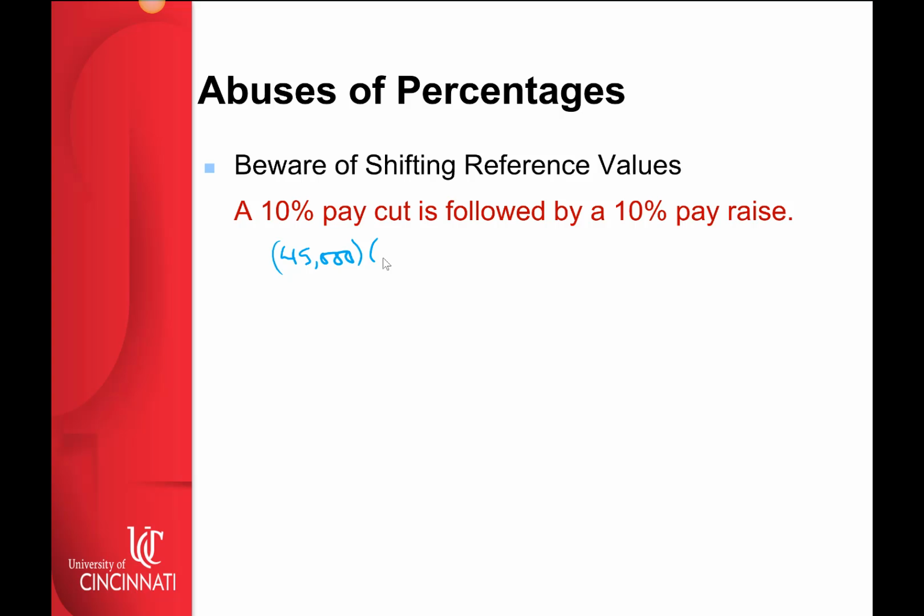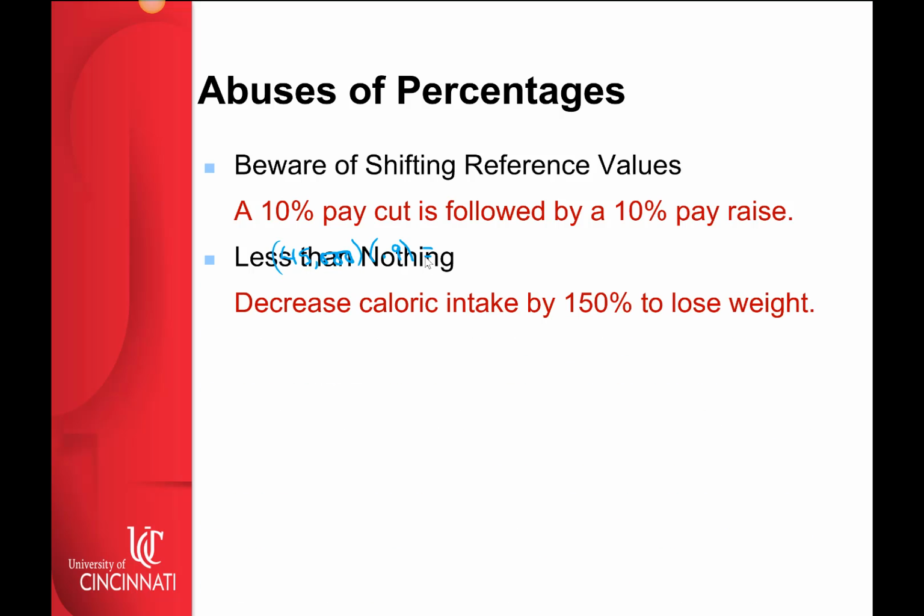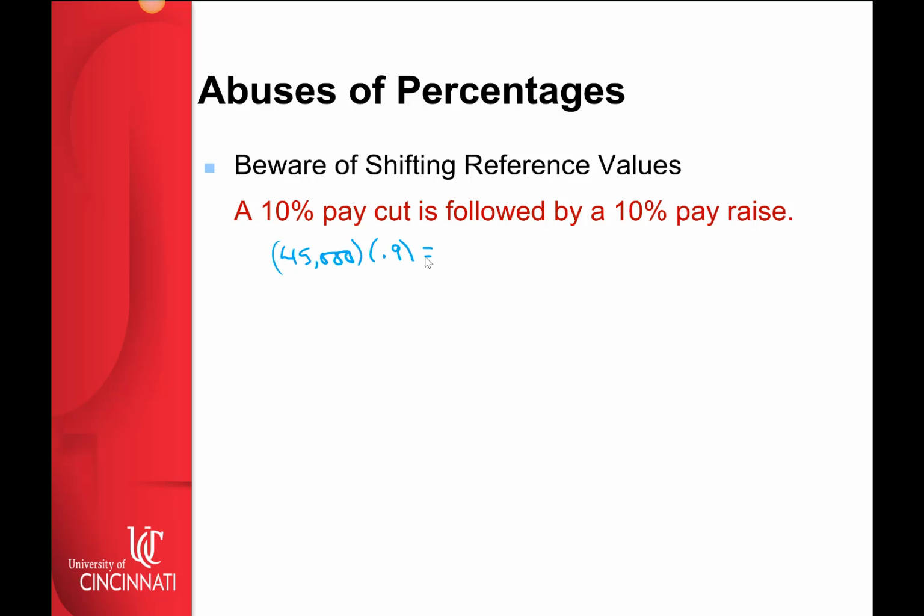0.9 times it. Where'd you get 0.9 from 10? Yeah, it's 10% less than it was. Oh, 10% less than means the 100 minus the 10, doesn't it? So that means multiply by 0.9 because she still gets to keep 90% of it. Okay, so let's do this. 45,000 times 0.9 equals, her new salary is $40,500.